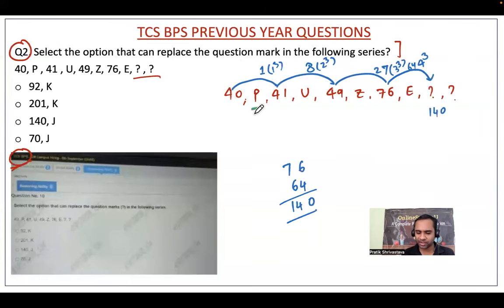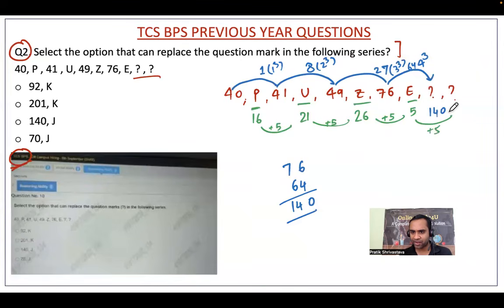Okay, now let us think about the letters. So what is the position of P? 16. What is the position of U? 21. What is the position of Z? 26. What is the position of E? That means 16 plus 5 is 21, 21 plus 5 is 26. Again 26 plus 5, it will go that side, is 5. And then 5 plus 5 will be 10, and 10 is nothing but J.